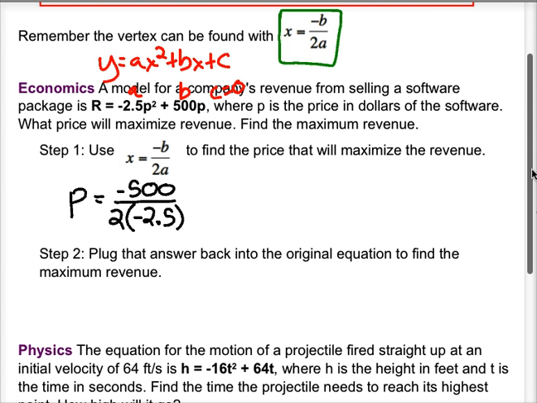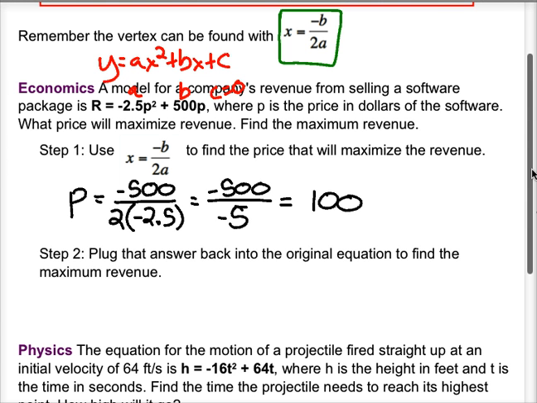Now, this is very important for order of operations. Very important that you do the denominator first. Leave the numerator alone. Get that denominator, 2 times negative 2.5. That's just going to be negative 5. Make sure you get a single number in the numerator and a single number in the denominator. Make sure you do that first. Now you can actually divide them. Negative 500 divided by negative 5 is going to be 100.